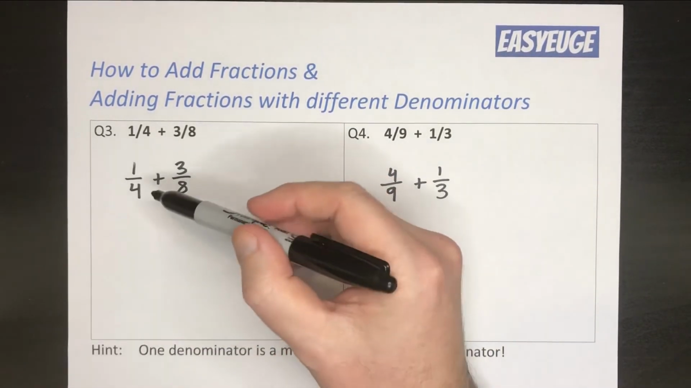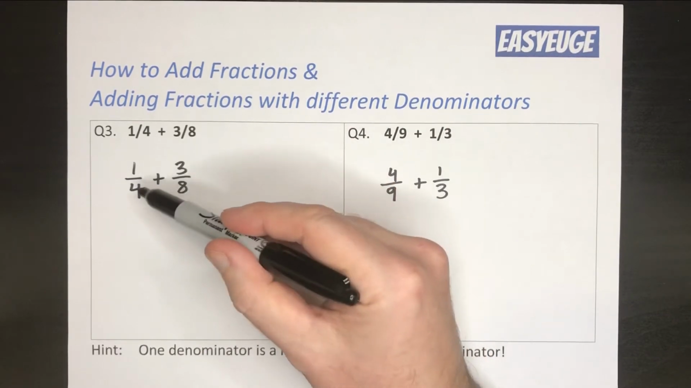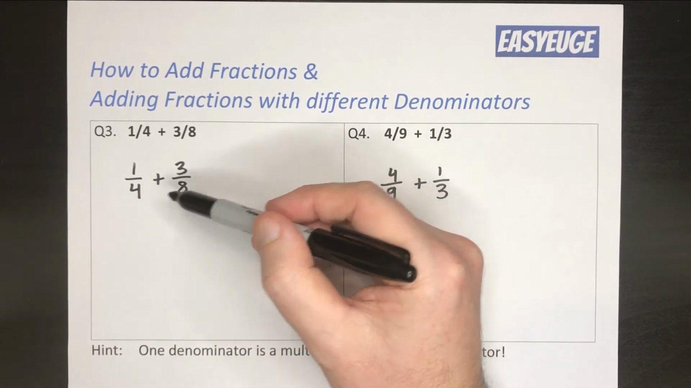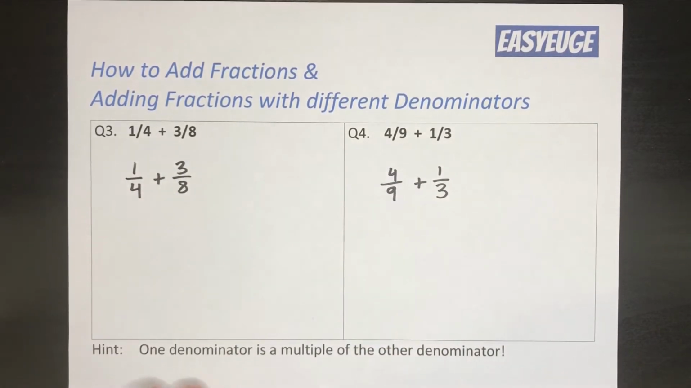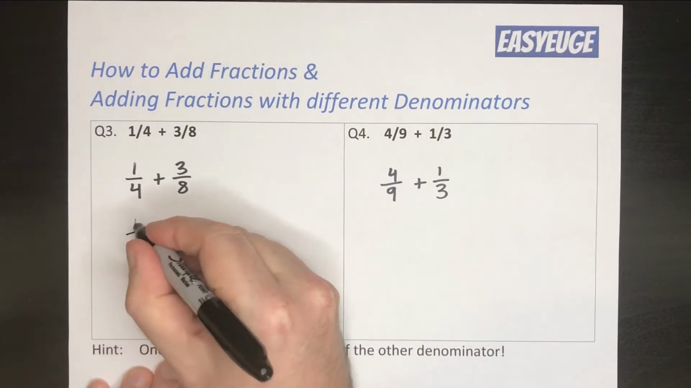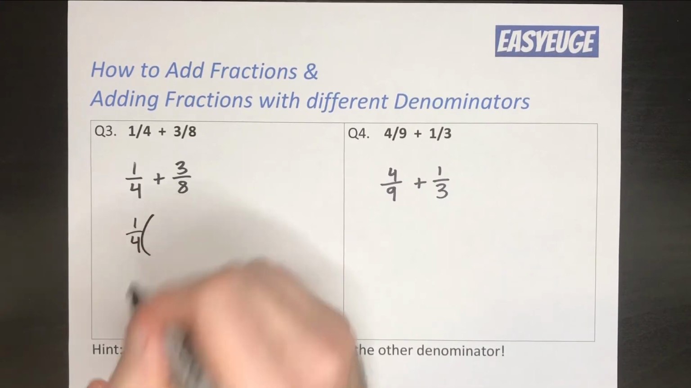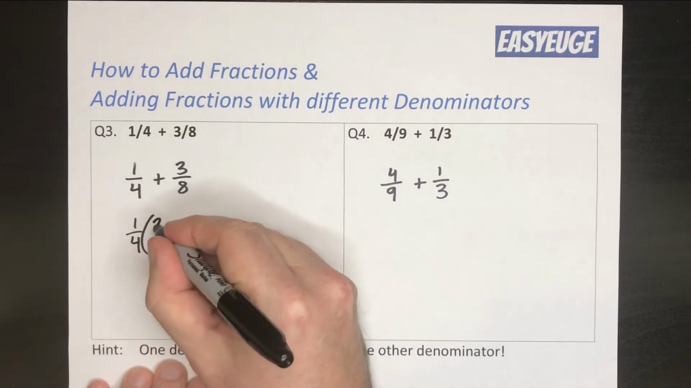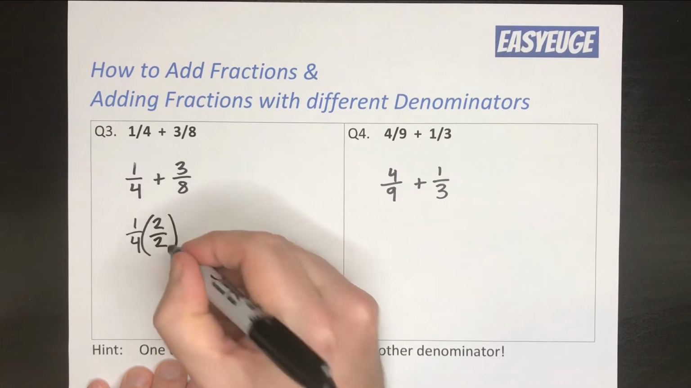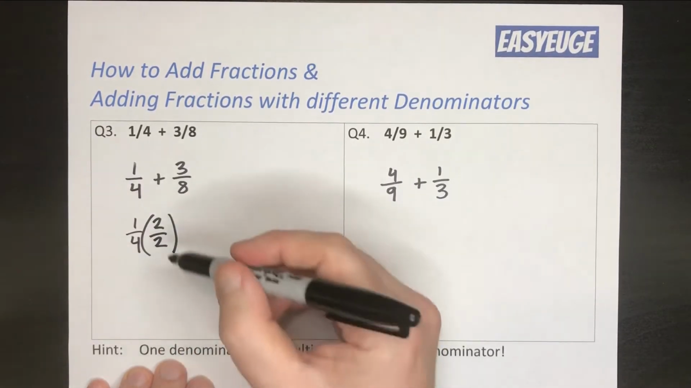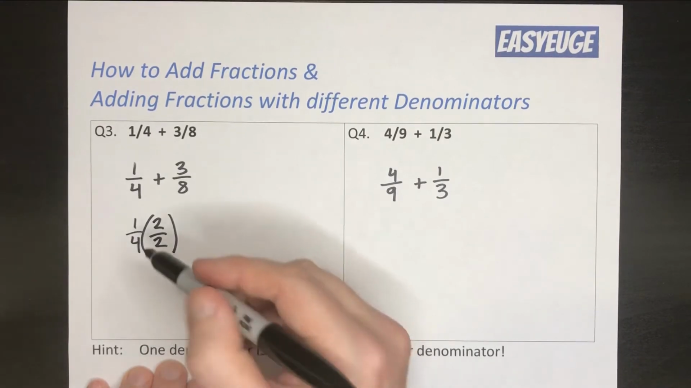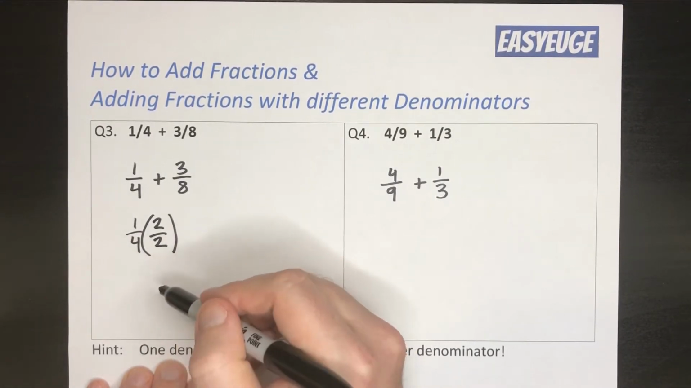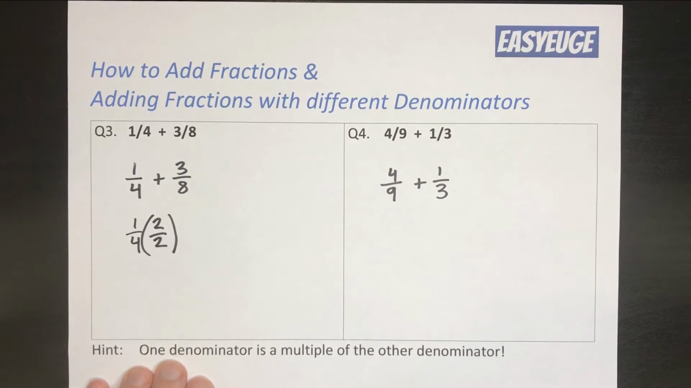So I can see that 4, we could turn a 4 into that 8 by multiplying the top number and the bottom number by 2. Let's do that. Let's take 1/4 and we'll multiply the whole fraction by 2/2. And why are we doing this? 2/2 is the same thing as 1. So we're not actually changing the value of the quarter, we're changing the numerical appearance of the quarter.